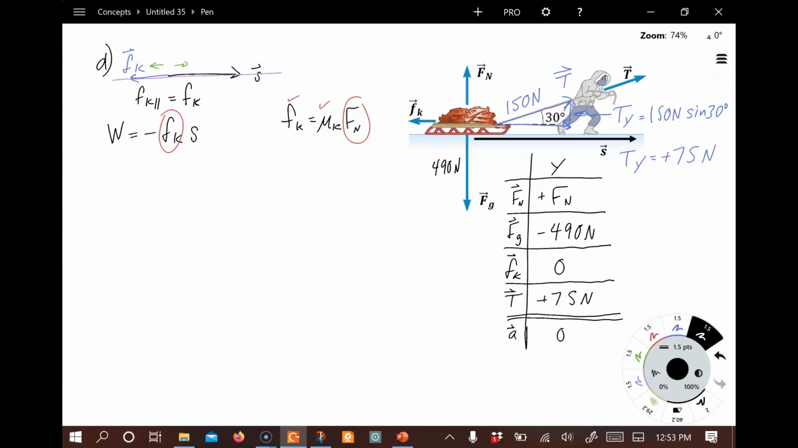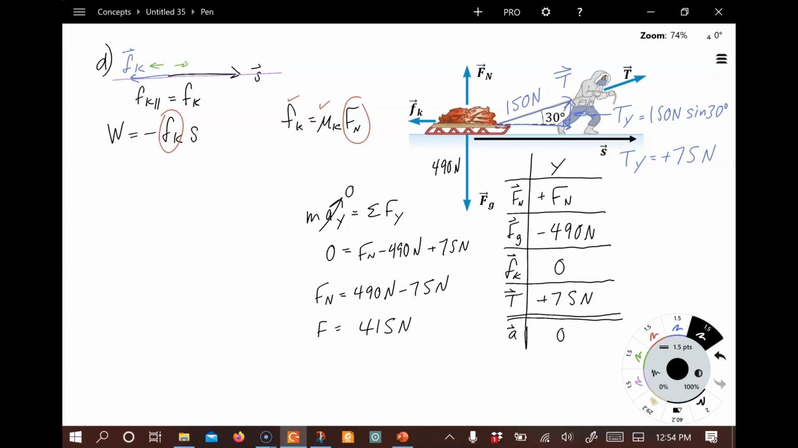Let's plug this all into Newton's second law. So we know that m a_y equals the sum of the force in the y direction. a_y is 0, so we got 0 is equal to plus Fn minus 490 newtons plus 0 plus 75 newtons. So when we solve for Fn with some algebra, we see that it's going to be equal to 490 newtons minus 75 newtons, which is going to give us a value of 415 newtons for Fn.